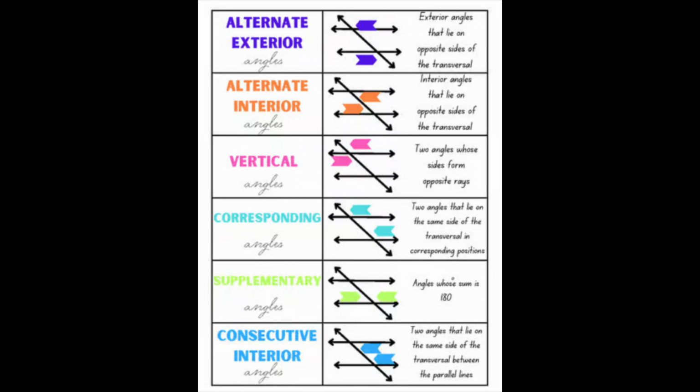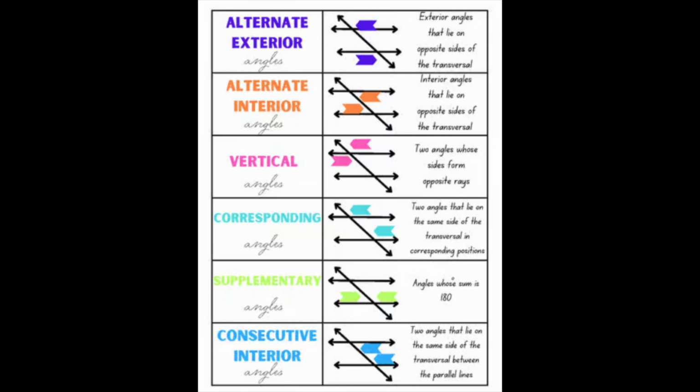The first one we're going to start with today is alternate exterior angles. As you see in the first little diagram, this one is highlighted in purple. Exterior angles are angles that are outside of the parallel lines, and since they are alternate, that means that they are on opposite sides of the transversal. In this top diagram, the first purple highlighted part is on the right side on the outside of the parallel lines, and the second one is on the left side on the outside of the parallel lines. So those two will be considered alternate exterior angles.